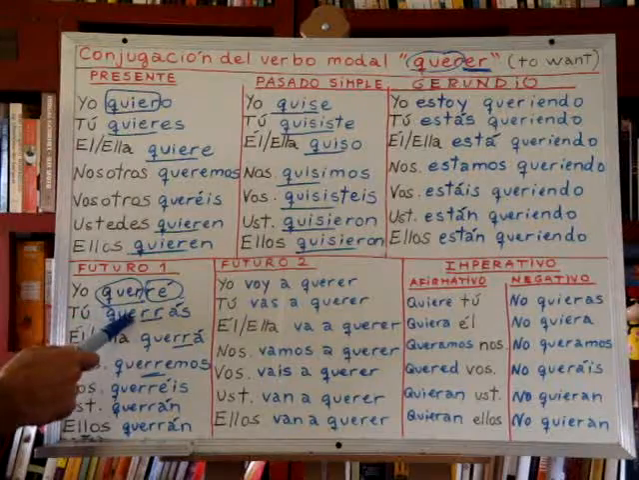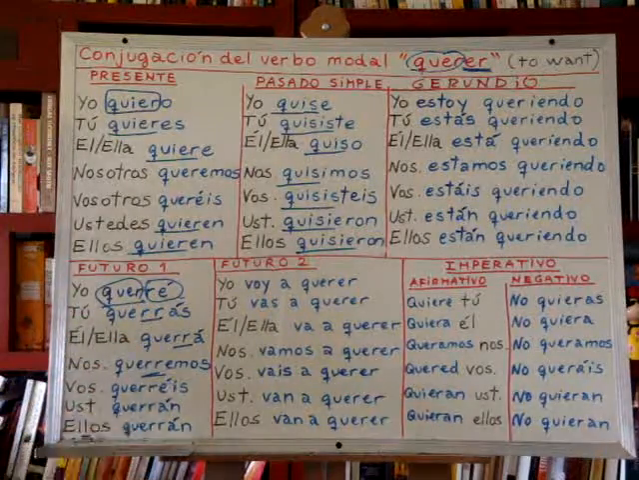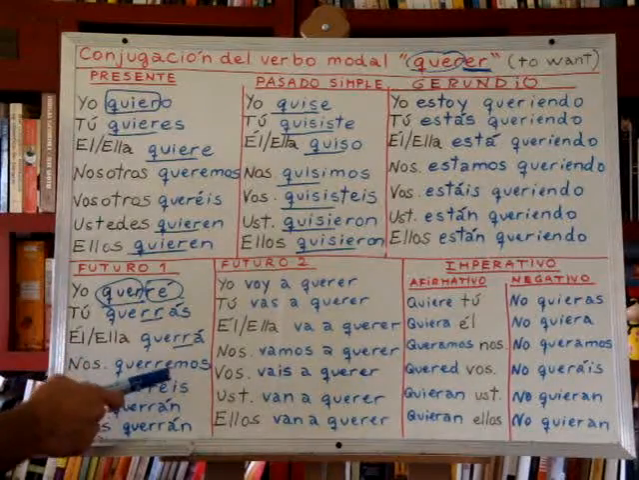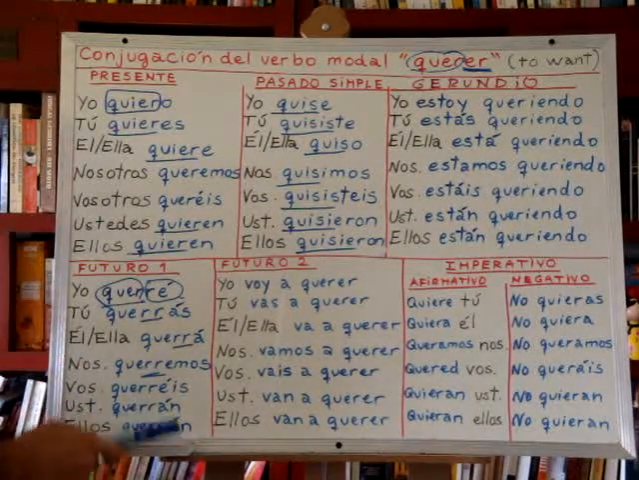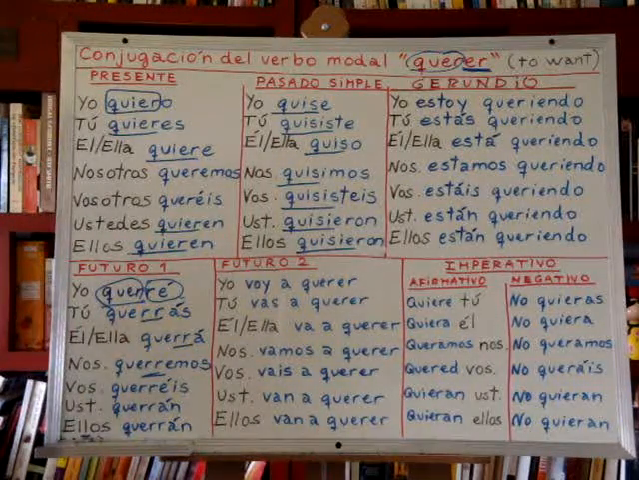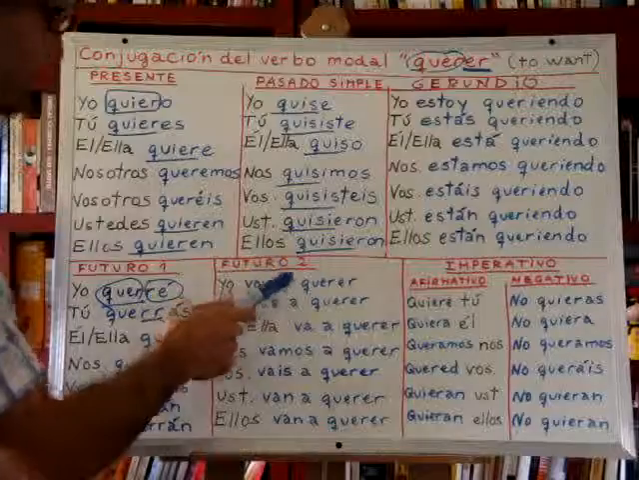Querré, querrás, querrá. I'm exaggerating it a bit, okay? Querremos, querréis, querrán, and querrán. And later it comes a bit more natural. Querré, querrá, querremos, okay? So, future number 2.